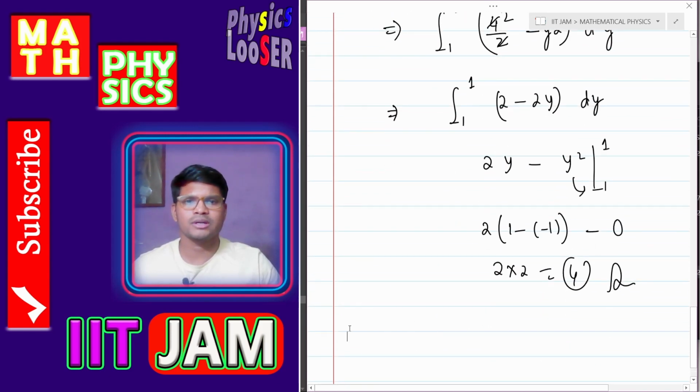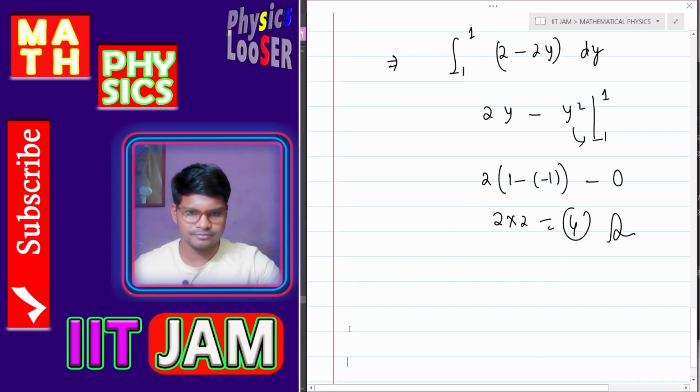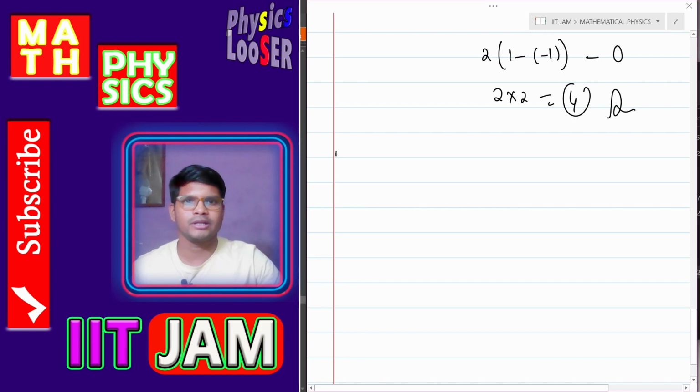Now we are going to understand a few more examples of the non-trivial one, when the region is non-rectangular. So what is the question? The question is the following.